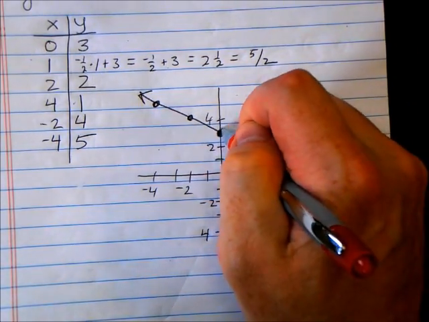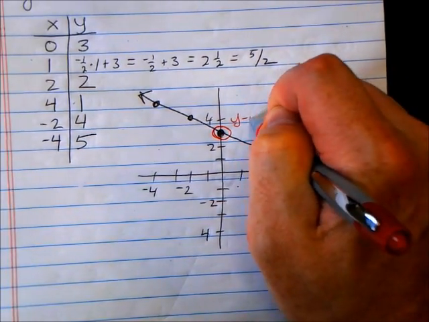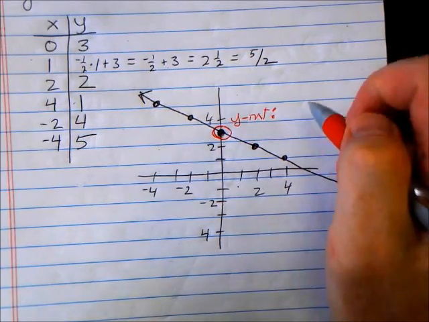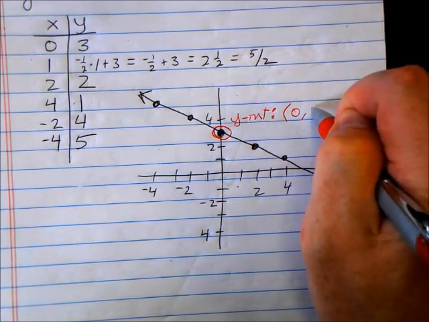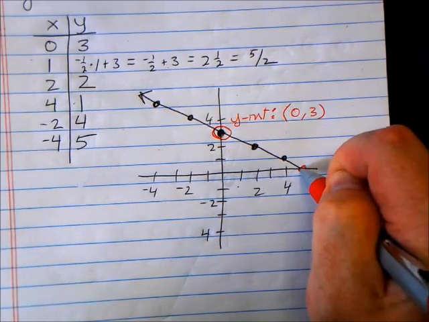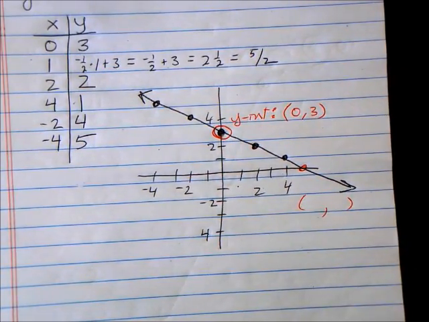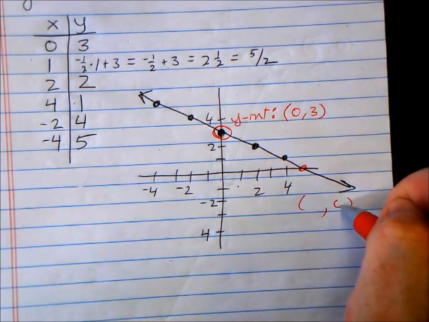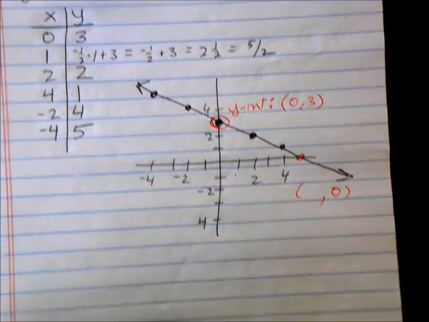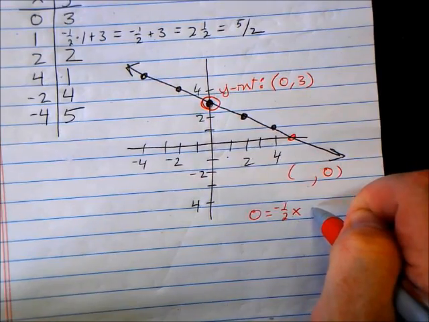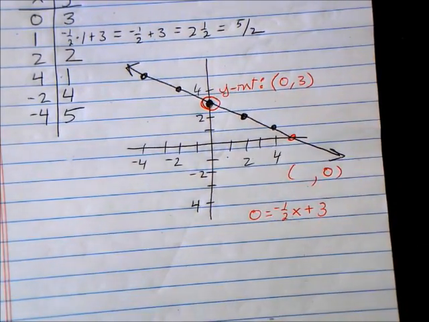Once again, my two very important points. Right there is my y-intercept. What's my y-intercept? 0, 3. And over here is my x-intercept. What's my x-intercept? I don't know yet, but I can figure it out, can't I? I plug in 0 for y. So I'm going to have 0 equals negative 1/2 x plus 3. How would you solve that equation?